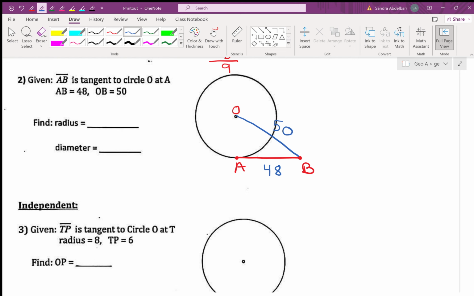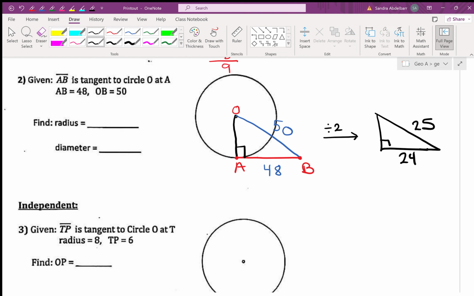We want to find the radius. Does anybody have any idea of what I'm going to do here? Tanya? Good. I'm going to draw a radius to the tangent. What happens when a radius touches a tangent? It makes a right angle. Now, don't I have a right triangle? Something, 48, 50. That's not a triple, but can I divide this by 2? And when I divide by 2, I'm going to get 24 and 25, which is a triple.